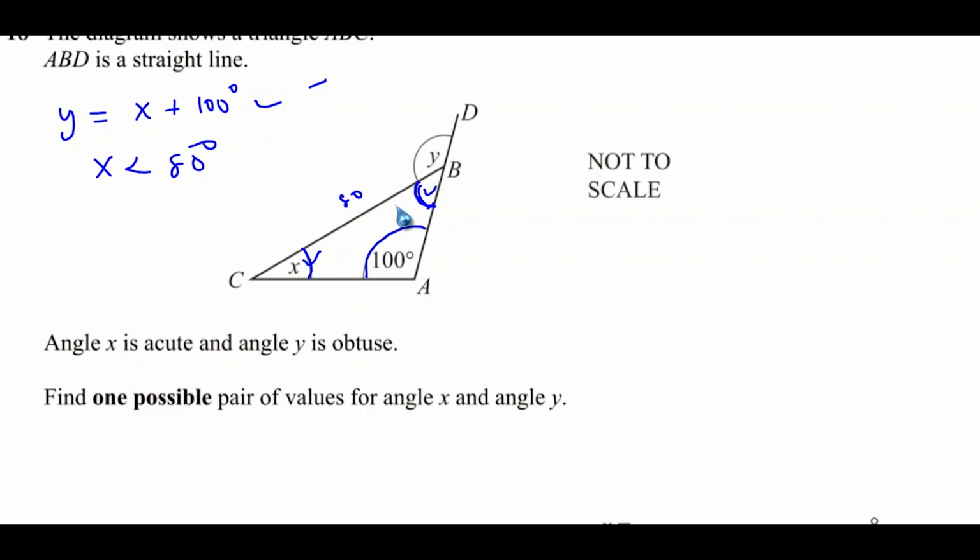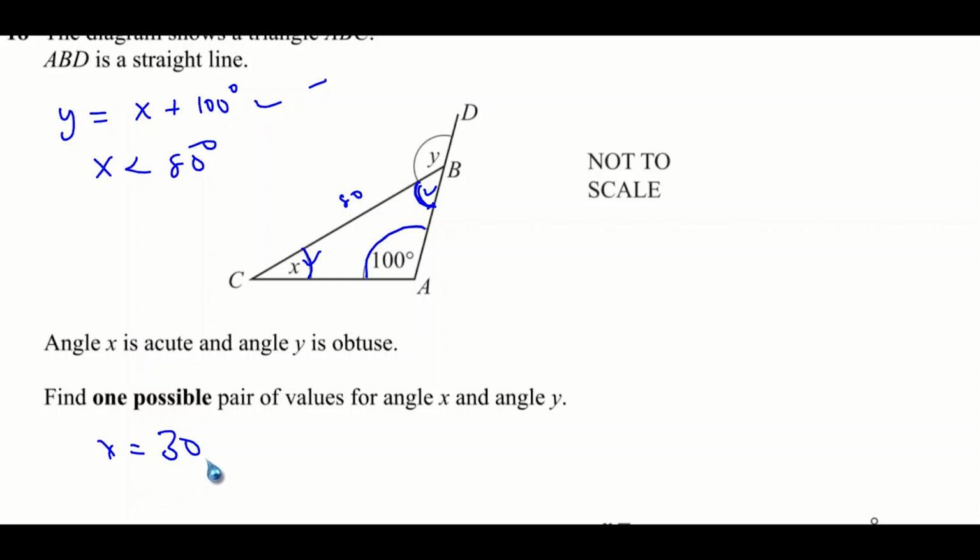So what I will do now: we are asked to find one possible pair of values for angle X and angle Y, just one possible. So any value of x that is less than 80 degrees will be correct. For me, I can choose x equals 30 degrees.